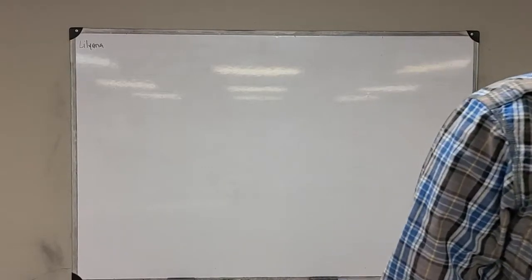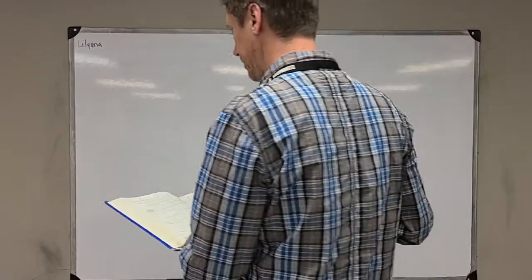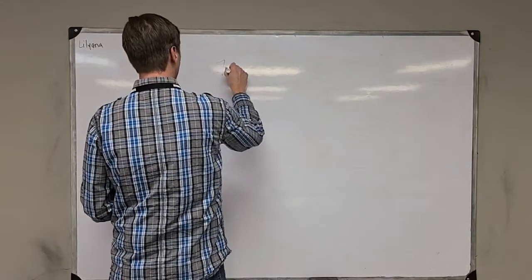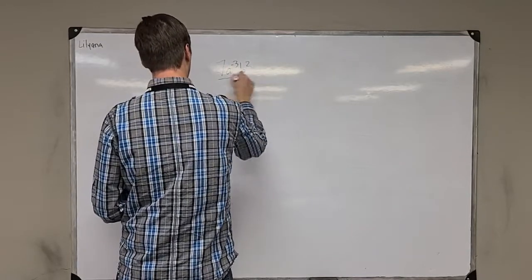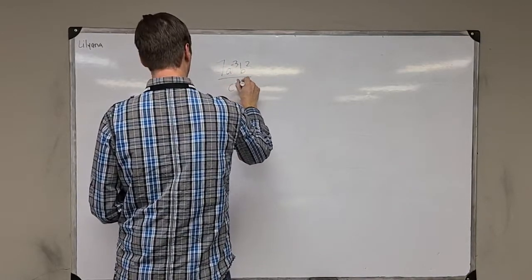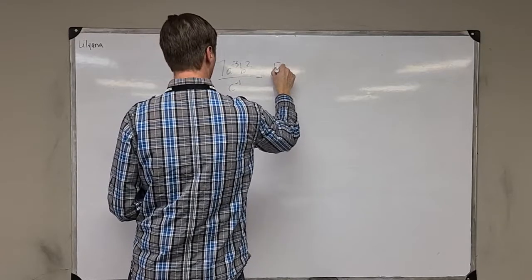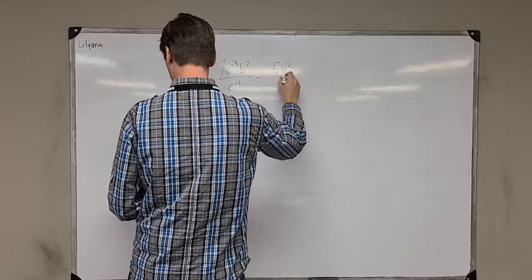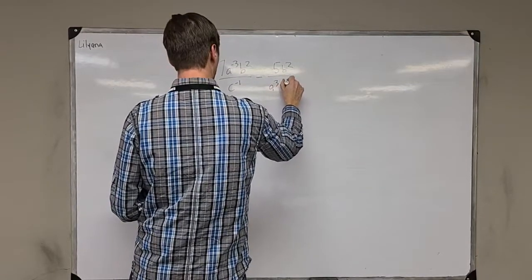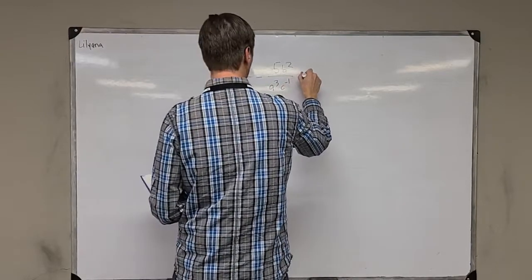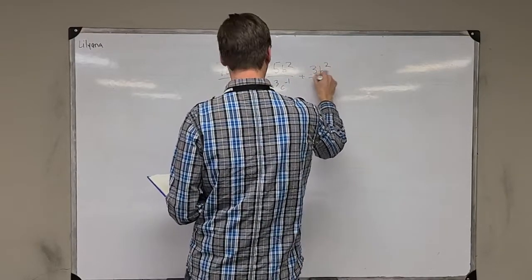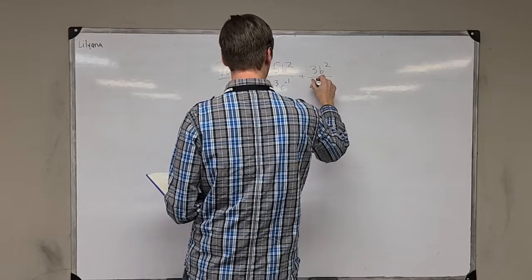All right, simplify by adding like terms. Let's jump ahead to one that's a little more complicated. Let's do 7a to the negative 3 b squared over c to the negative 1, minus 5b squared over a cubed c to the negative 1, plus 3b squared a cubed over c.